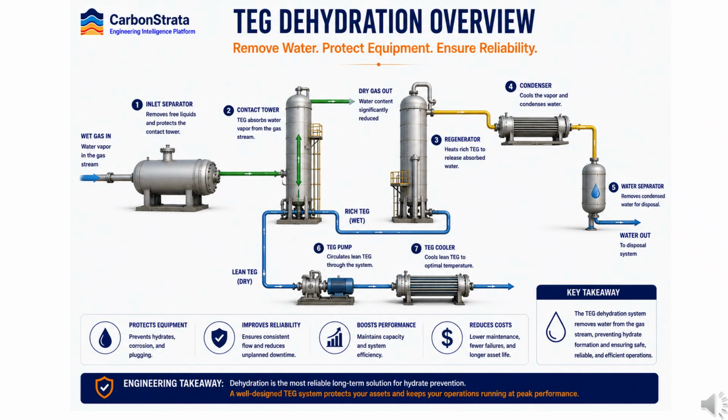The water-rich glycol then flows to the regeneration section, where the absorbed water is removed. The regenerated lean glycol is recycled back to the contactor, creating a continuous dehydration cycle. This process provides efficient water removal and reliable operation across a wide range of gas processing applications.